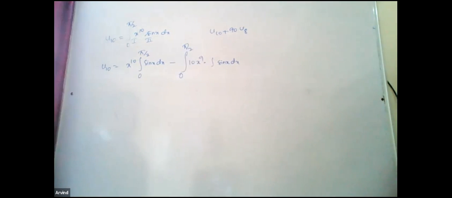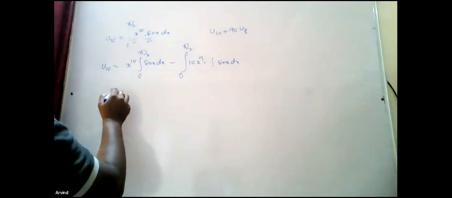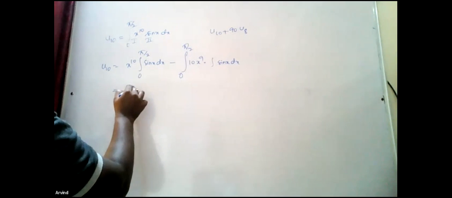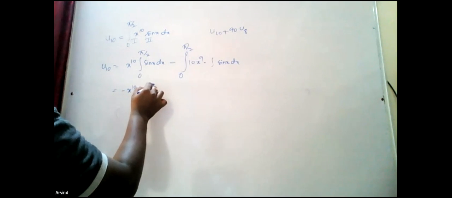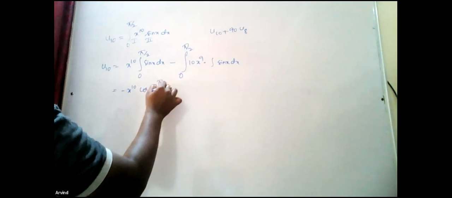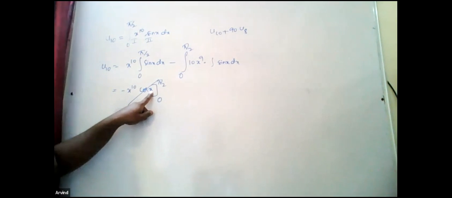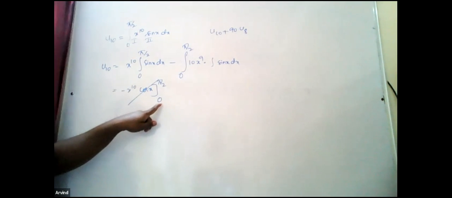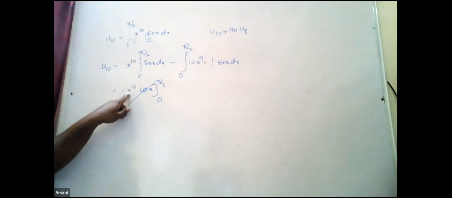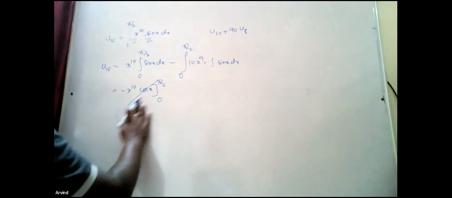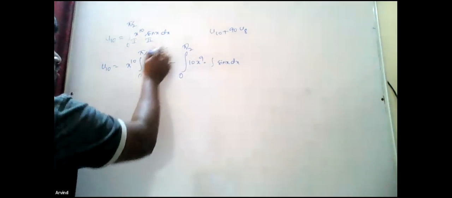Integration of sin x is minus cos x. So you get cos x, with limits pi by 2 to 0. This entire thing will go, because cos pi by 2 is 0, and 0 times anything is 0. Next, for the lower limit, x is 0, and 0 times anything is 0. This entire thing goes.